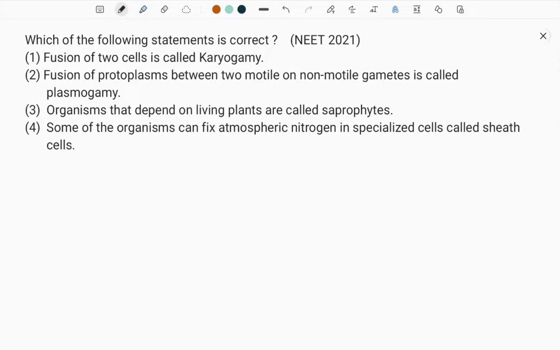We have here a question regarding different statements to find out the correct statement among the four. The first is that fusion of two cells is called as karyogamy.